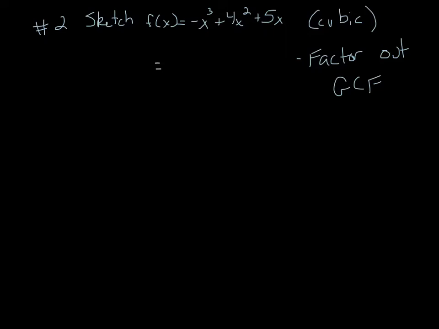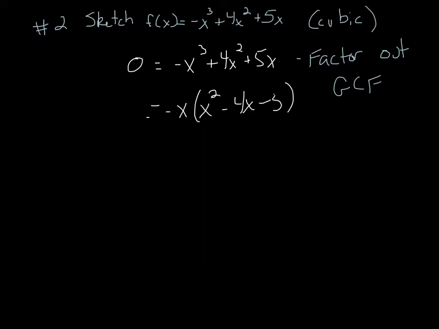So first thing, I'm going to set it to 0 because I want to find the zeros in order to sketch the graph. You have to find the zeros. Those are the magic points here. Pull out a negative x. Now that changes your signs, so it's x squared minus 4x minus 5. And I believe that factors further: 5 and 1, plus 1.